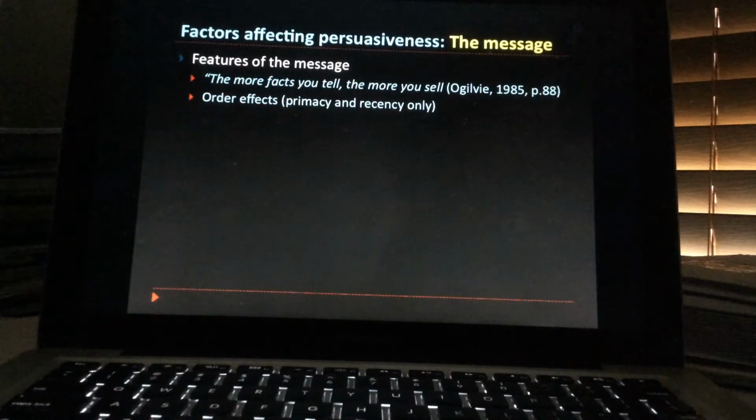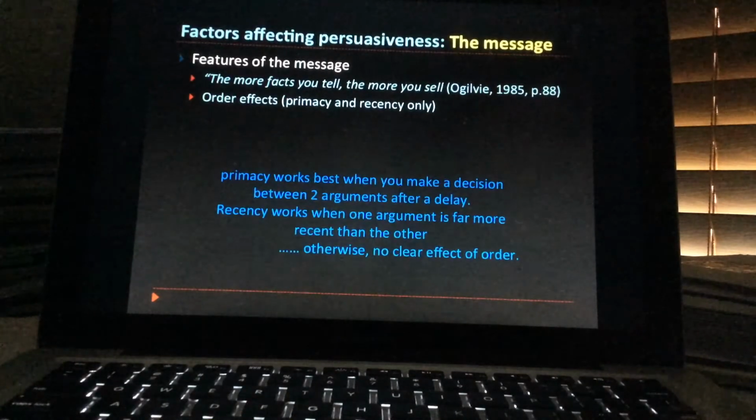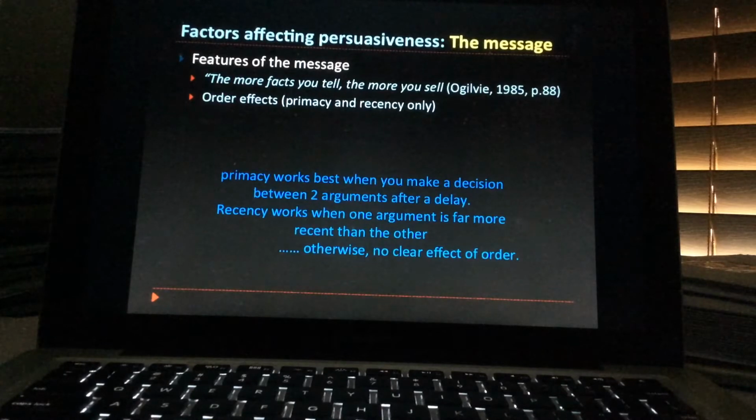We might need to think about order effects. So, if you were going to be one of three people presenting your arguments, do you want to go first or last? There's a lot of mixed messages here. The bottom line is that there's no clear effective order, but it seems that the recency effect works best if one argument is far more recent than the other. So, if it was one person a day for 3 days in a row, you would want to go on the last day so that your message is the most recent.